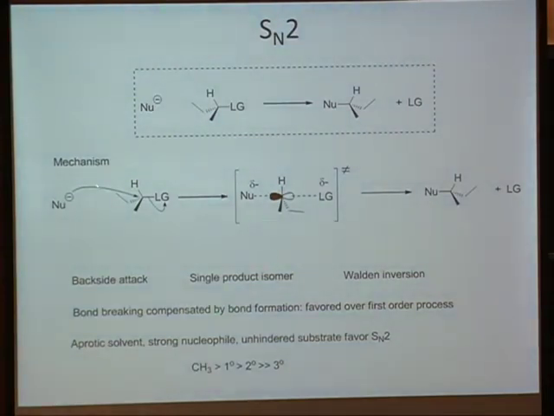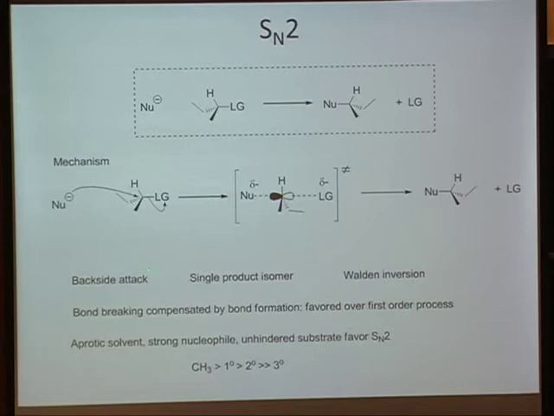Why is it favorite? Because bond breaking, you know, the BDEs that we have are positive numbers. That means you need energy to break a bond. When you're doing an SN2 reaction, the bond breaking is compensated by the bond formation. They happen in the same step, right? It's a concerted mechanism. Therefore, SN2 is favored over first order processes.